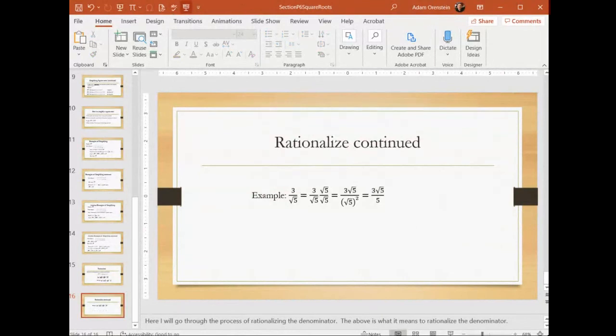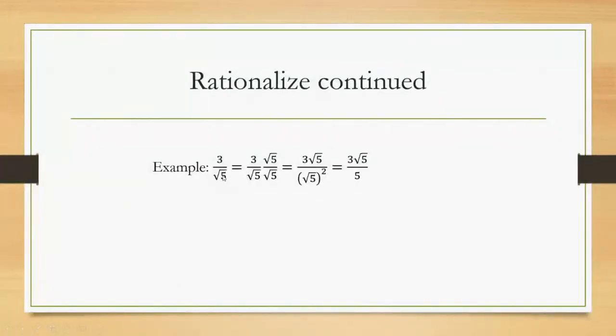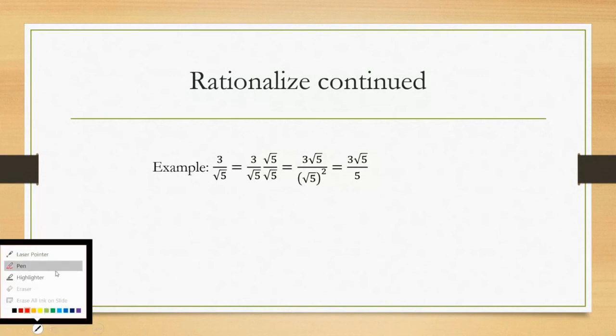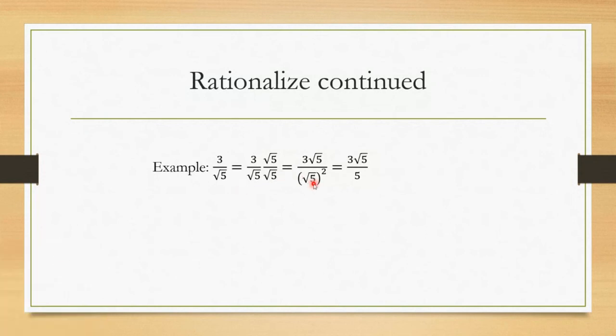Anyway, this is the next example. 3 over radical 5. Same idea. You just multiply top and bottom by the square root of 5. And why does that help us? Well, on top, you get 3 square root of 5. On the bottom, you get the square root of 5 squared. And that's just 5, so we get 3 radical 5 over 5. If I write radical 5 here, I mean the square root. That's what we get here.